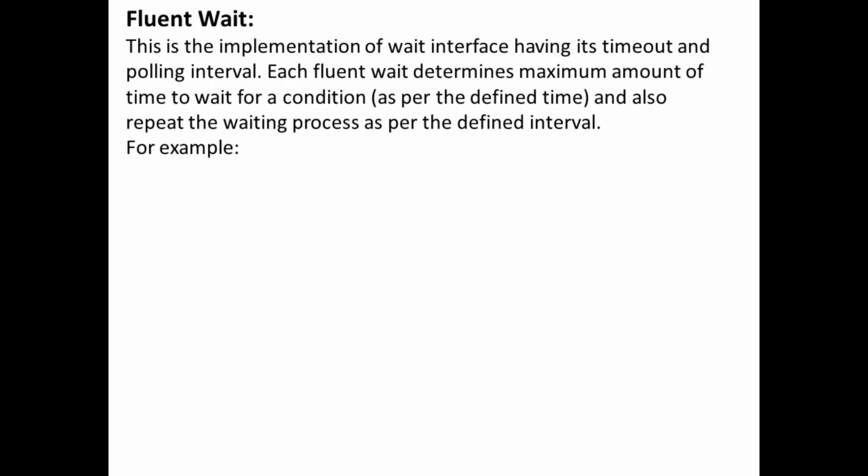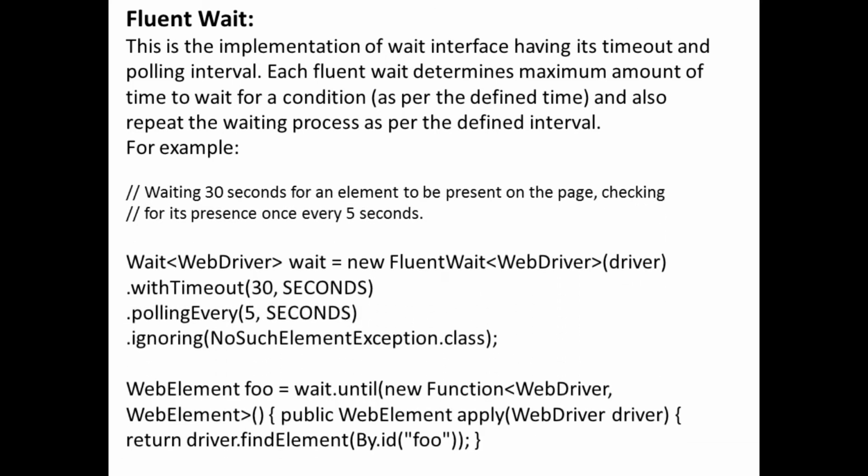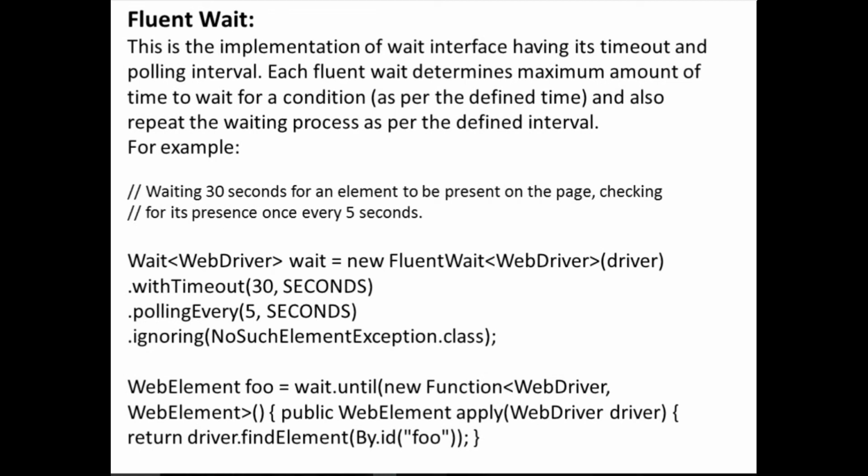One more wait is here, which is Fluent wait. This is the implementation of the wait interface having its timeout and polling interval. Each Fluent wait determines the maximum amount of time to wait for a condition, and also repeats the wait process as per the defined interval.